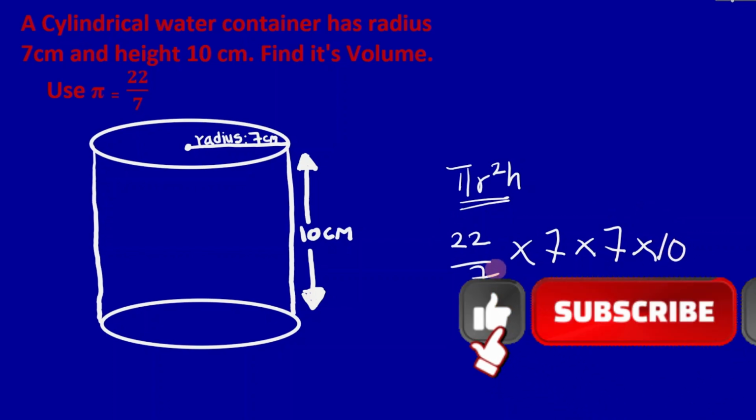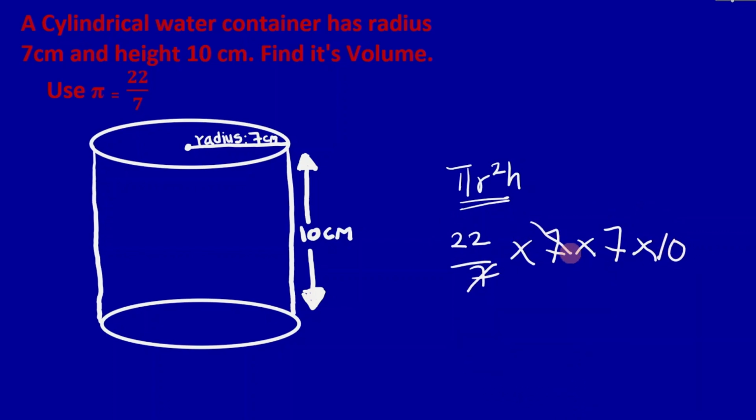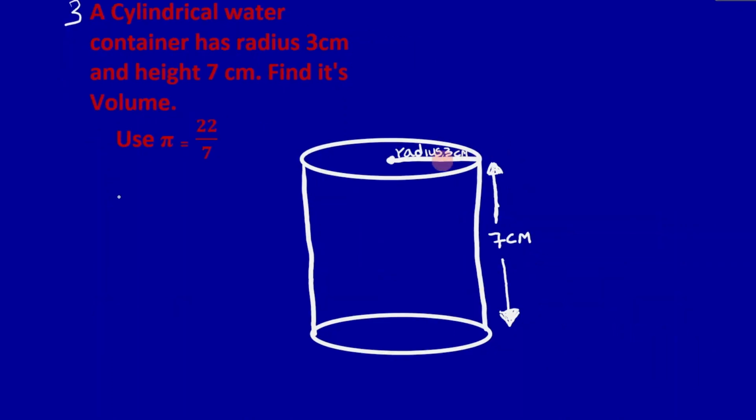So if we solve, we have this 7 to divide and cancel out this one. Therefore, we now have 22 multiplied by 7 multiplied by 10. And if we multiply this out, our answer will now be volume should be equal to 1540.